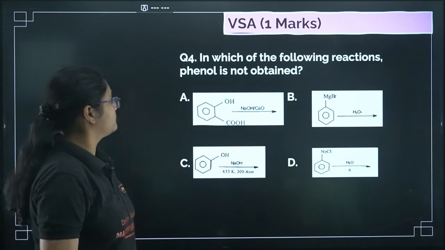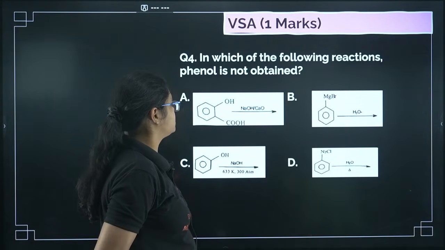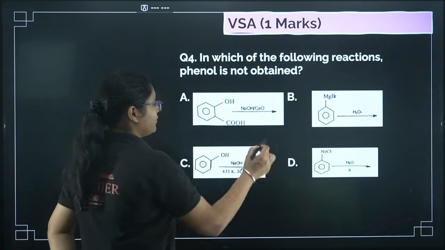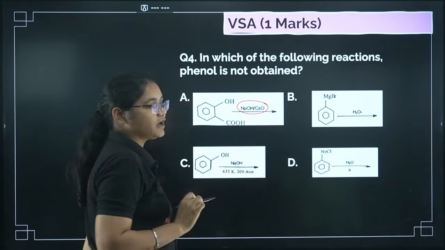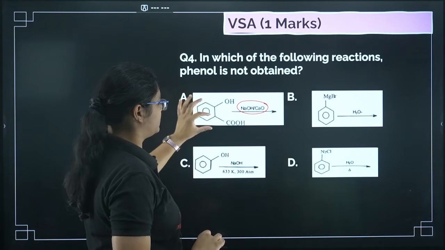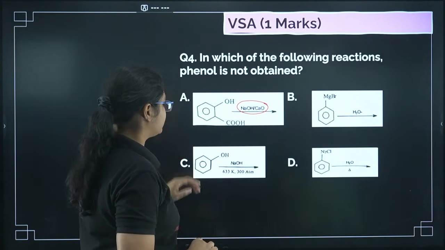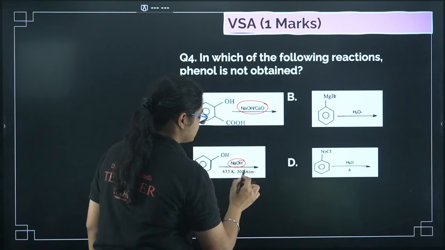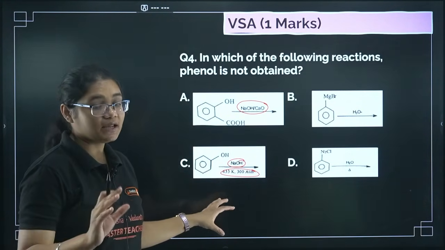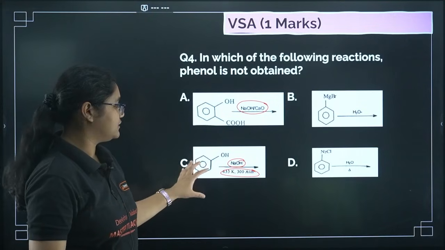Next we'll move to question number 4. In which of the following reactions is phenol not obtained? If you do NaOH and CaO, that is a decarboxylation reaction, the COOH group is removed and you will get a phenol here. Next, if you have NaOH at 623 Kelvin and 300 atm, this is also Dow's process, at very high temperature and pressure.